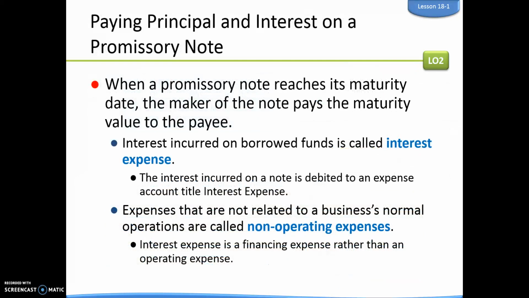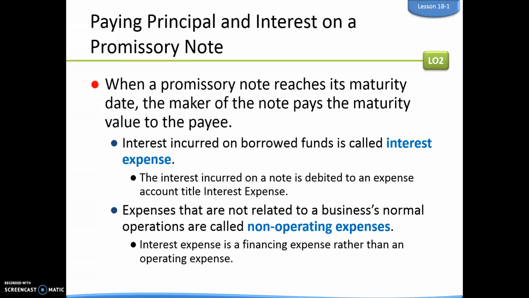Now, when we actually end up paying the principal and the interest on a promissory note, once it reaches maturity, that's when we have to pay the payee. So interest incurred on borrowed funds we call interest expense. Okay, the interest incurred on a note gets debited in an expense account titled interest expense, which we've worked with before.